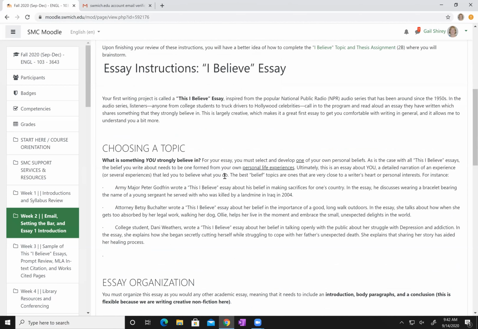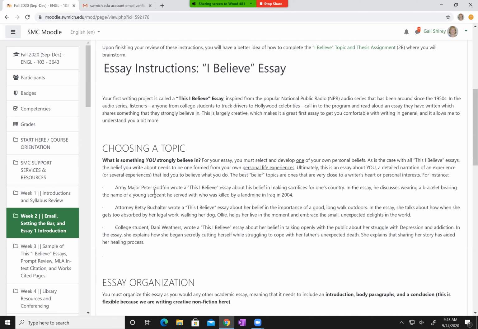And you're going to give a detailed narration of one belief. As I said before, we have multiple beliefs in our life. We live our daily lives on multiple beliefs that guide us. You're just going to pick one to talk about. And I give you 3 examples here, and I believe these are the 3 sample essays that you can also read if you look in resources.